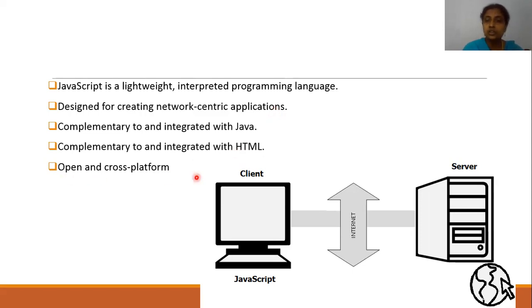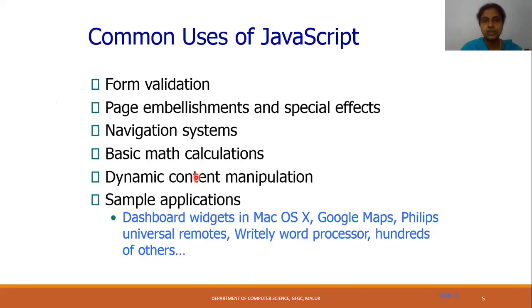And it is open and cross-platform. Open and cross-platform means this kind of scripting language can be used in any browser, any operating system. It is not restricted to one particular browser. Previously we saw it was introduced by Netscape, and initially it was tried in Netscape Navigator. Now it works in all browsers. Whichever operating system you use, it will support JavaScript.